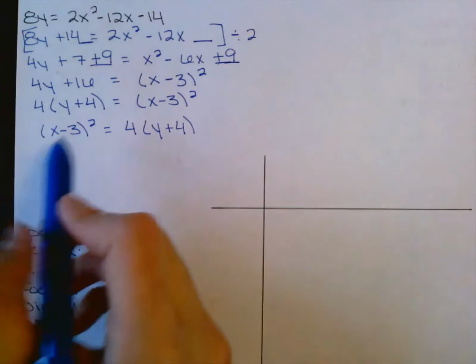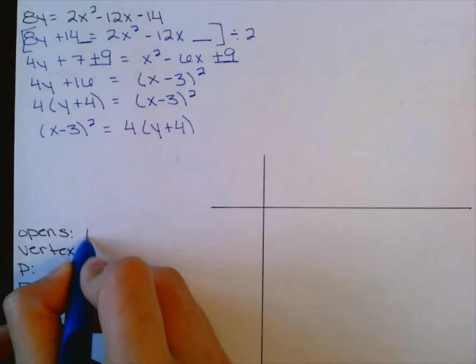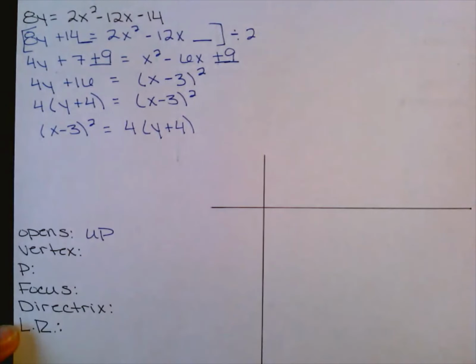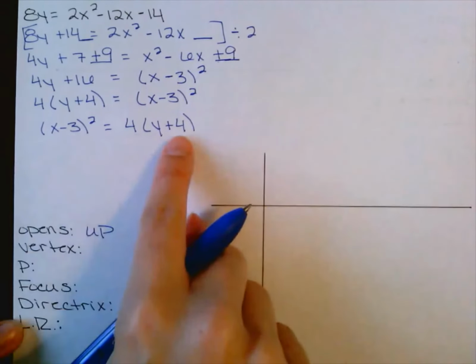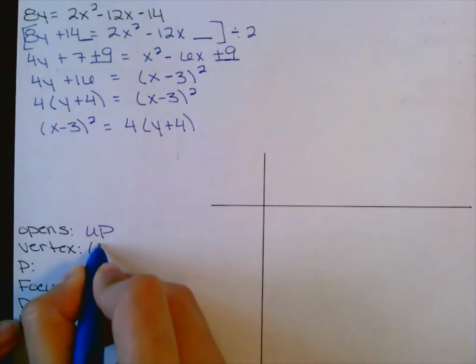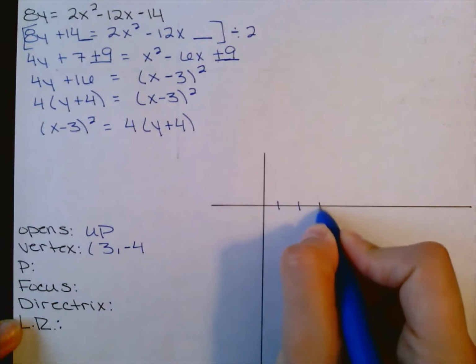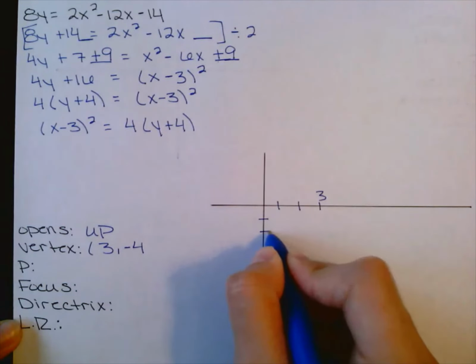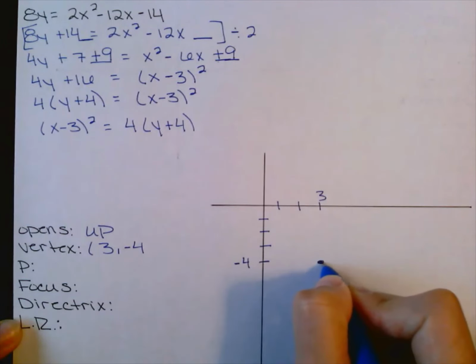I can easily see that my x is the one squared and my 4 is positive, so this is going to open upward. My vertex is the numbers after the x and y, opposite the sign. So I have a 3, -4. 1, 2, 3. 1, 2, 3, 4. There's my vertex.